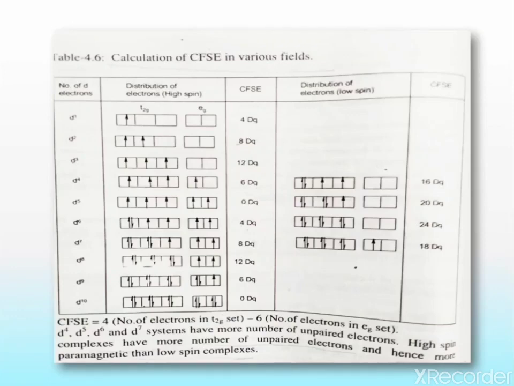This is the calculation of CFSE for octahedral complexes, for both high spin and low spin complexes. For the d1 system, T2g consists of 1 electron. The CFSE can be calculated by using the formula: CFSE is 4 times the number of electrons in the T2g set minus 6 times the number of electrons in the Eg set of orbitals. By using this formula, we can determine CFSE for d1 to d10 systems.